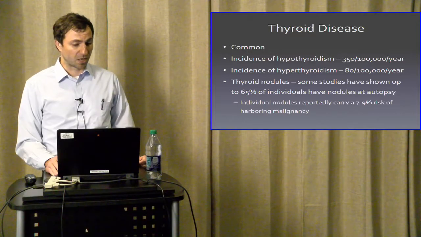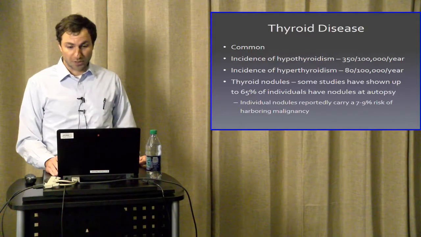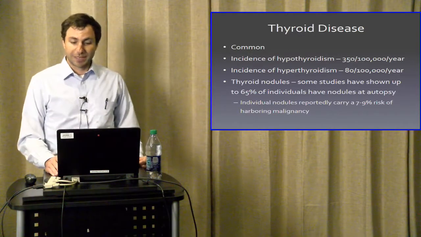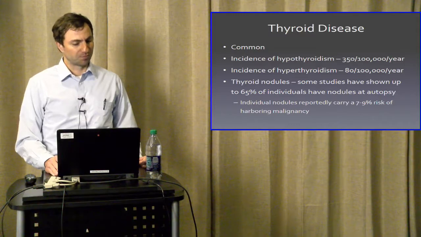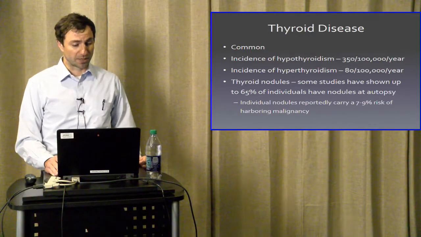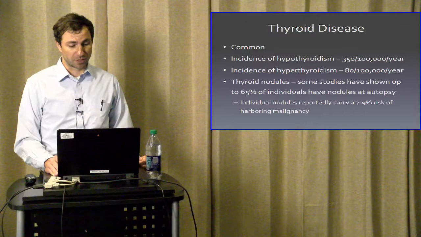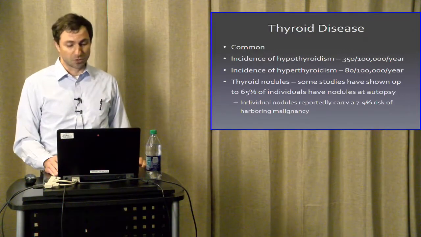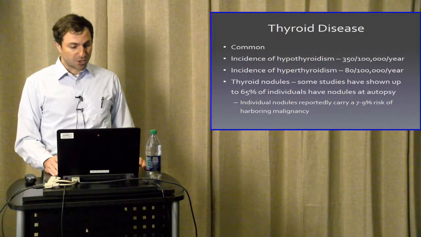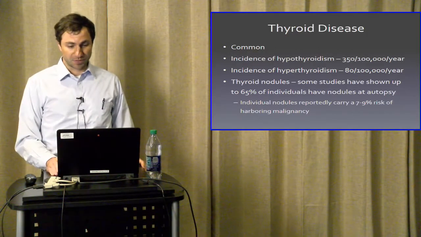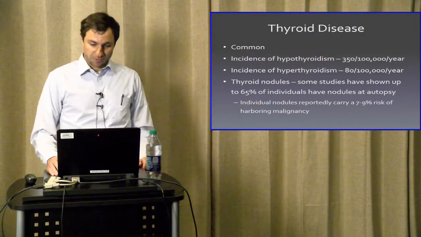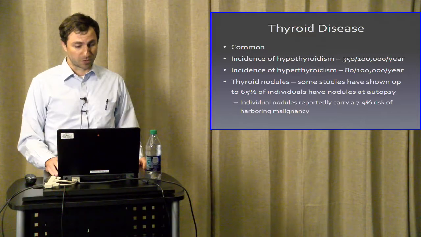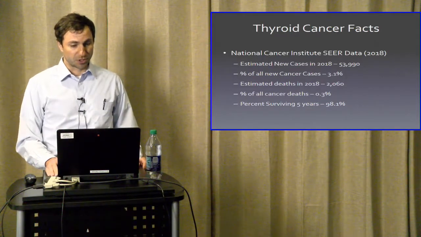Thyroid disease is very common. For every 100,000 patients that are evaluated, 350 will be diagnosed with hypothyroidism and 80 will be diagnosed with hyperthyroidism. Along that same line, thyroid nodules are also extremely common, with autopsy studies showing nodules in 65% of individuals. And each nodule, anecdotally, will carry a 7 to 9% risk of malignancy. So there's a lot of nodules, and some fair minority of those will have malignancy associated with them.